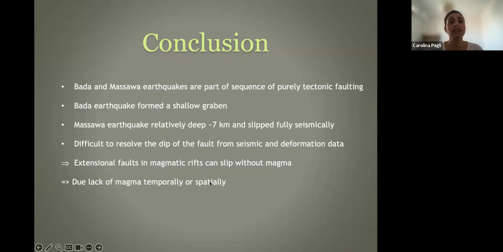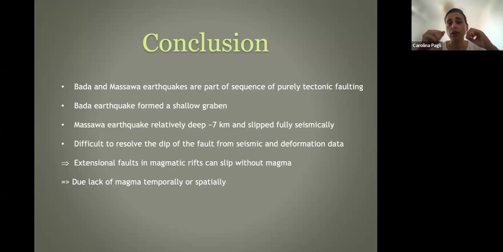It's instead controlled by the extension that is not uniform in space. In fact, in Southern IIFR and Central IIFR, we have extension of 20 millimeters per year. But as we go north, like these events in Massawa and Bada, the extension is much less. You know, it could be half of that, of the 20 millimeters per year.